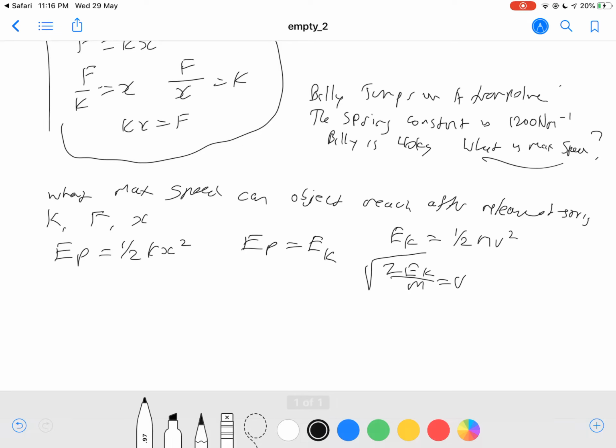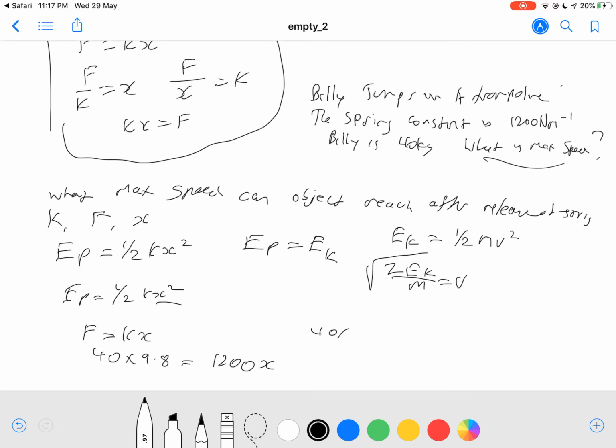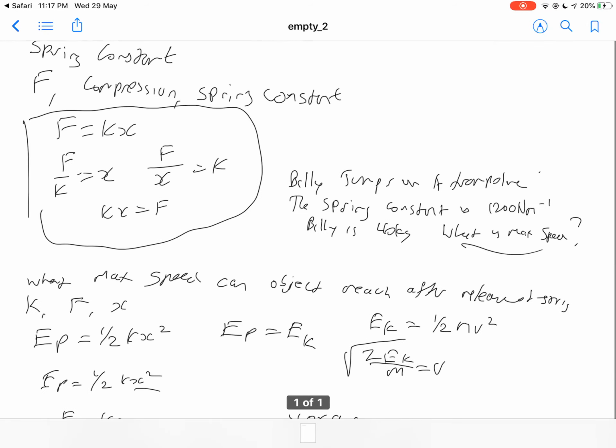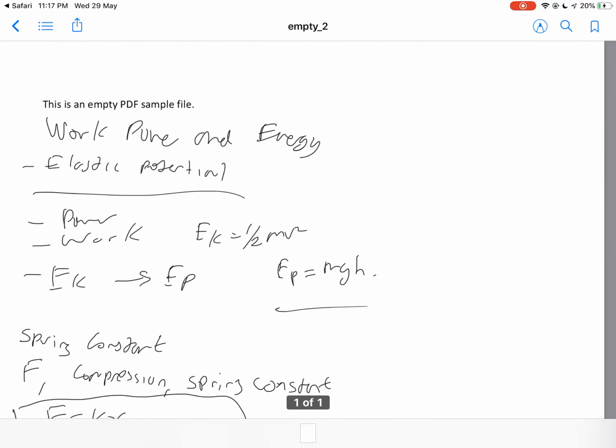The first thing you have to do is find EP. EP equals half kx squared. Right now you don't know what x is, so first use F equals kx. Because Billy jumps on a trampoline, it's a weight force, so 40 times 9.8 equals kx. Therefore 40 times 9.8 divided by 1200 equals x. I don't have my calculator with me right now, so I'm not going to do the calculation, but you just plug that into your calculator.